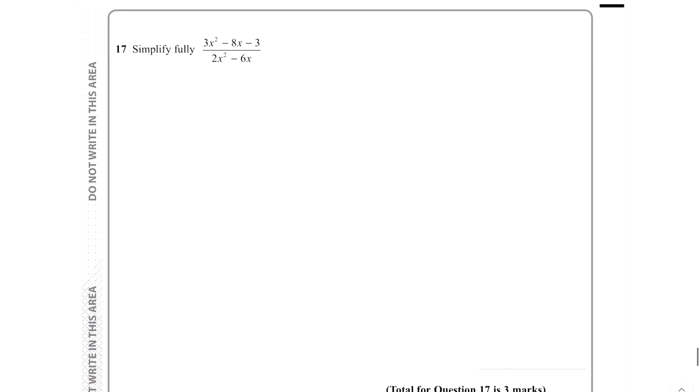Moving on to the next one. Simplify fully, 3x squared minus 8x minus 3 over 2x squared minus 6x. So you want to factorize as much as we can, so the bottom becomes 2x bracket x minus 3, and the top is a quadratic, so we can do 3 times minus 3, which is minus 9. What two numbers multiply together to give us minus 9?